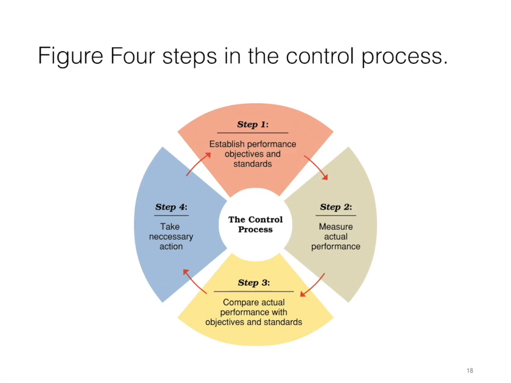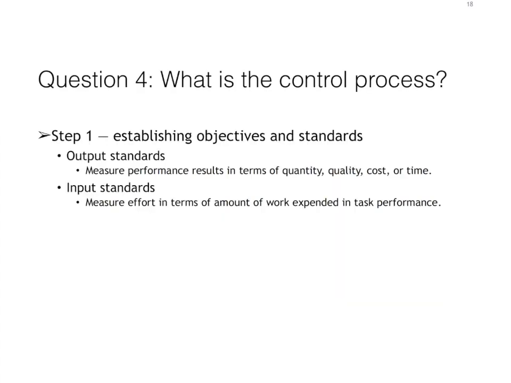In the figure, you can see this. Step 1, we have to establish performance objective and standard. Talking about objective and standard, that is the set point. Step 2, you have to measure actual performance. Step 3, you have to compare. Step 4, you have to take necessary action. That is the illustration of the 4 steps in the control process, in management or in process control. We talk in detail step by step.